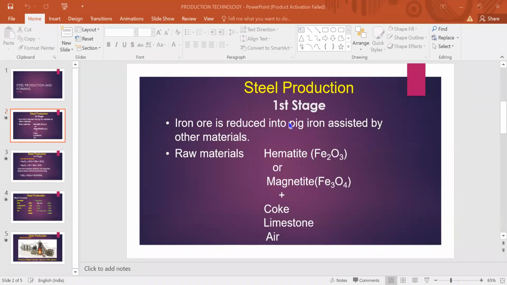So, steel production. First, iron ore is reduced into pig iron, assisted by other materials: hematite, that is Fe2O3, magnetite, Fe3O4, plus coke. Coke is produced when coal is burned in the absence of air, and a byproduct gas is produced. Then limestone and air. The air is really a byproduct of this blast furnace, carbon monoxide and air.